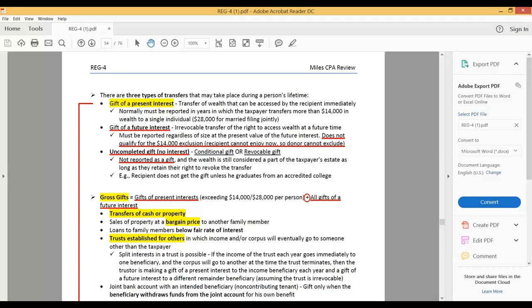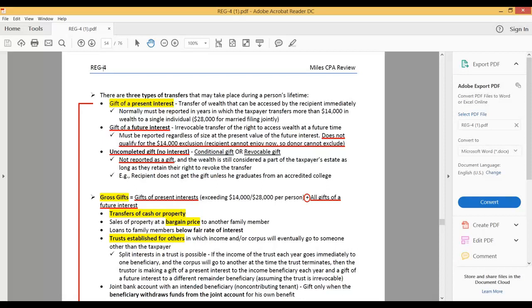And when there is a gift of present interest, the tax rules allow the taxpayer to take an exclusion of up to $14,000 of a gift made to each person. So if I give a gift of present interest to Mr. X of, say, a vehicle, and it's available for immediate use, then I can immediately reduce $14,000 from my gift.